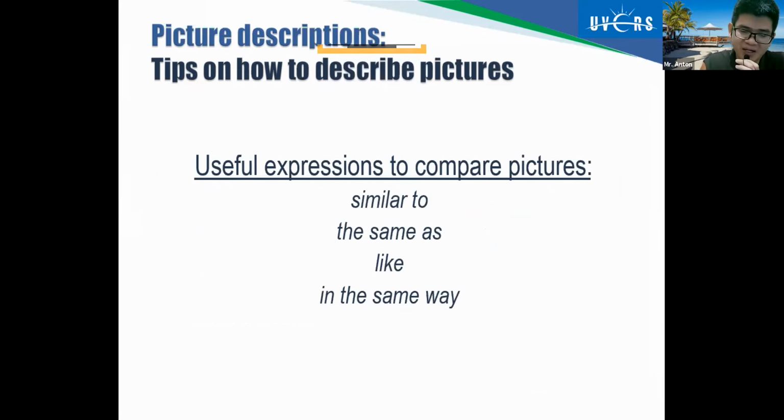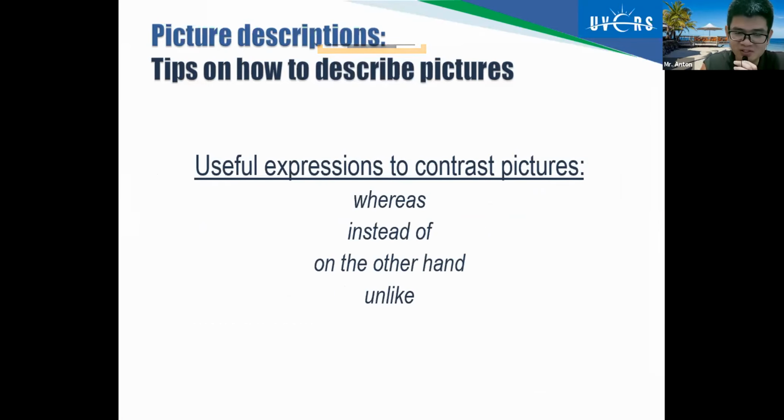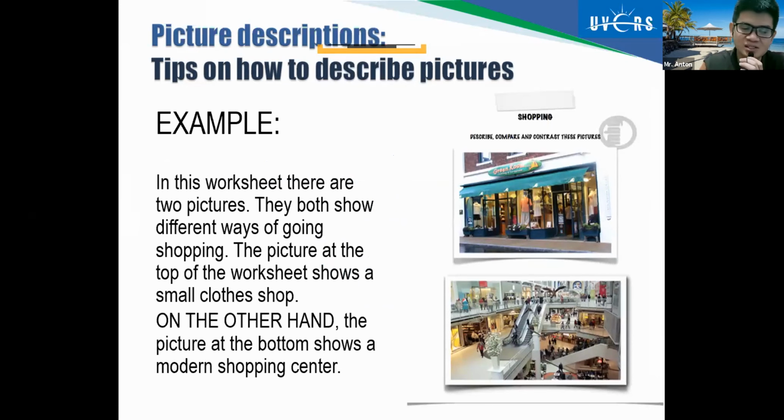Okay? But kalau yang mau membedakan, for example, like this. The picture one is small clothes shop, whereas the picture two is modern shopping center. Gitu maksudnya. Jadi kalau membedain, contohnya gini. This is the example to contrast. In this worksheet, there are two pictures. They both show different ways of shopping. Tapi shoppingnya sama. They both sama-sama menunjukkan cara belanja yang berbeda. Tapi sama loh. This is comparing.